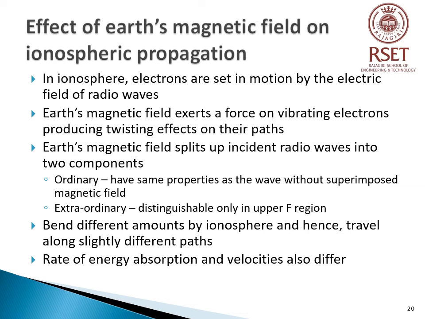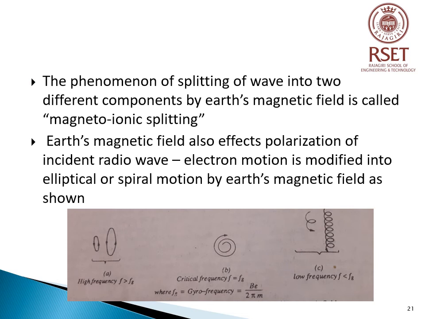The Earth's magnetic field splits up incident radio waves into two components, ordinary waves as well as extraordinary waves. The two rays are bent different amounts by the ionosphere and hence travel through it along slightly different paths. The rates of energy absorption and velocities also differ. The phenomenon of splitting of wave into two different components by Earth's magnetic field is called magneto-ionic splitting.